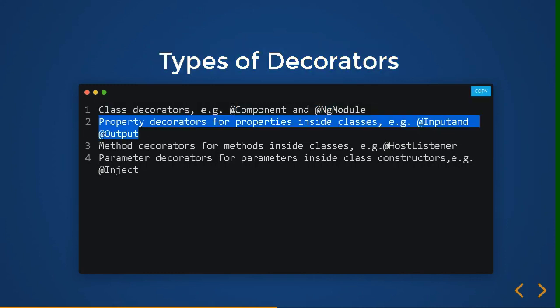And the second one is property decorators. Some examples are @Input and @Output, which are specifically used for connecting your parent and child component, which I will discuss in a later section of videos. Don't worry about it now. And the third one is method decorators that are used with methods. Some examples like @HostListener. And the fourth one is parameter decorators that are used with the parameters inside the class.